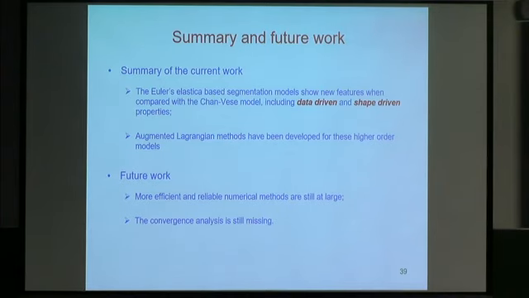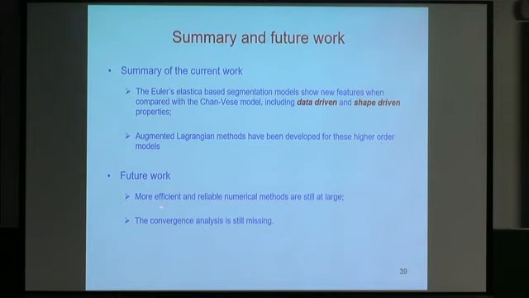I think this almost finishes my talk. So in this talk, we discuss two Euler elastic-based models, and each of them introduces some new features, especially data-driven and shape-driven properties. Also in these two works, we introduce the augmented Lagrangian method to minimize the proposed functional. And future work is quite a lot. In fact, I only discuss two here.